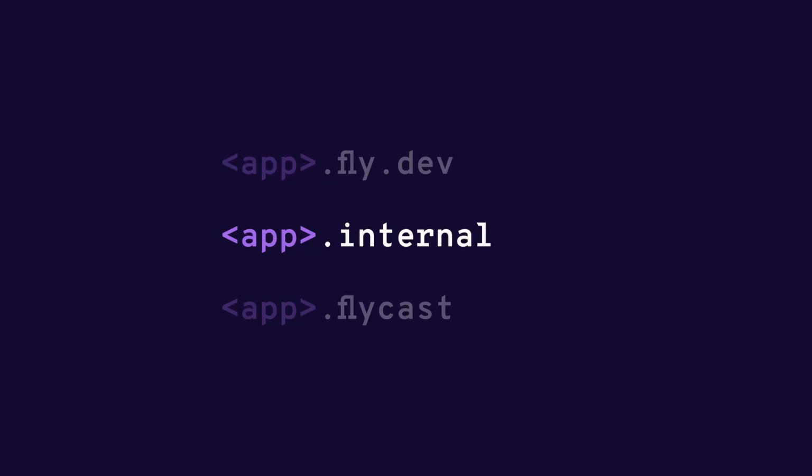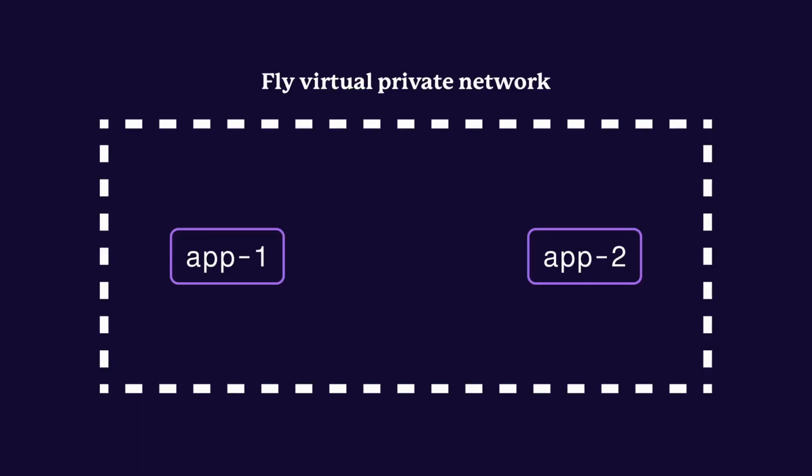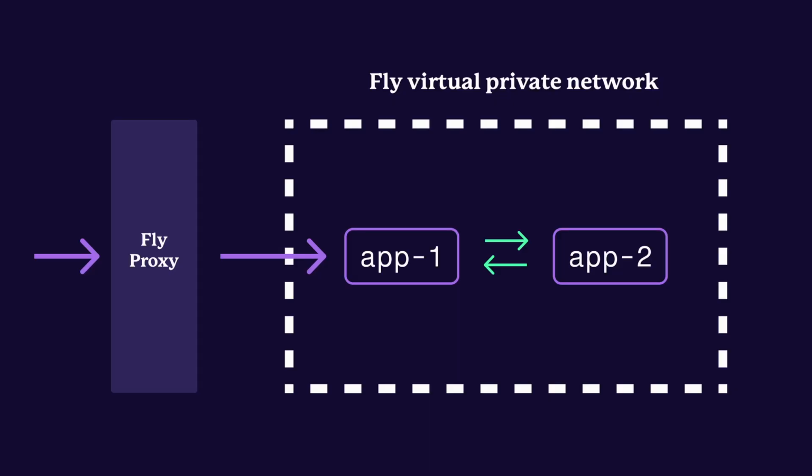Now, what about .internal? If you tried to visit your app.internal in your web browser, it wouldn't work. But if the request was made from another Fly app in your organization, it would, because it'd be communicating directly over the Fly private network. Where fly.dev will point to the IPs of your application, internal addresses will point to the IPs of your machines. And as such, internal requests do not go through the Fly proxy.